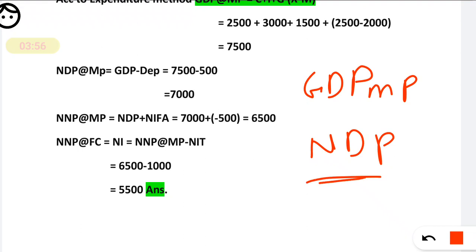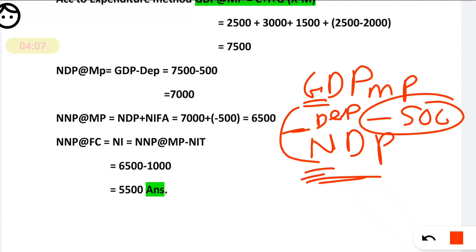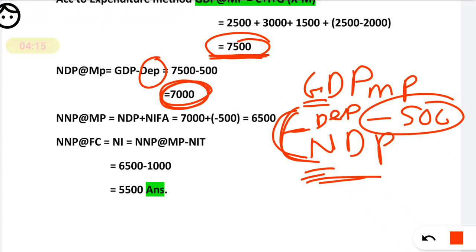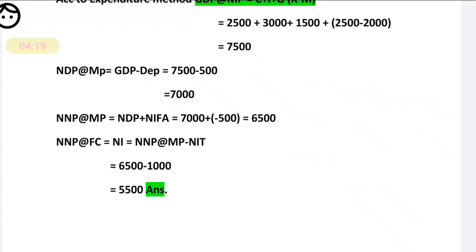So from gross to net, how can you move? You can move from gross to net by subtracting the depreciation, obviously, right? So what is the depreciation value they have given? They have given 500, so minus 500. We have computed GDP as 7500. So when you subtract the depreciation, you will get the NDP. Gross to net, how to move? By subtracting depreciation, simple. Now we have NDP at market price.